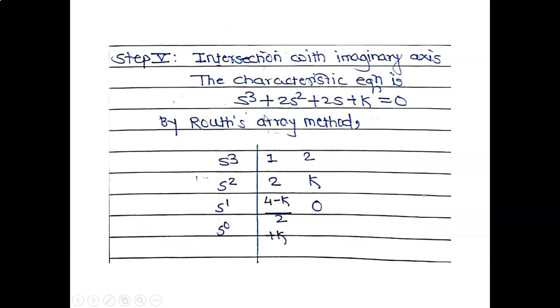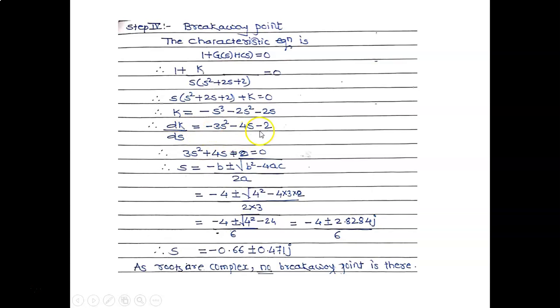Therefore differentiate k with respect to s and equate it to 0. We are getting dk by ds is equal to minus 3s square minus 4s minus 2, equate it to 0. Therefore 3s square plus 4s plus 2 is equal to 0. Therefore calculate its roots by using the equation s is equal to minus b plus minus square root of b square minus 4ac divided by 2a.